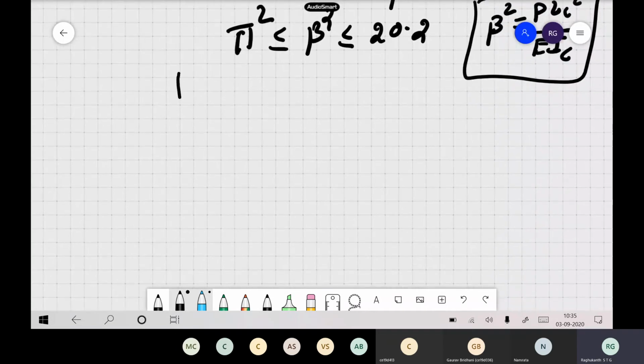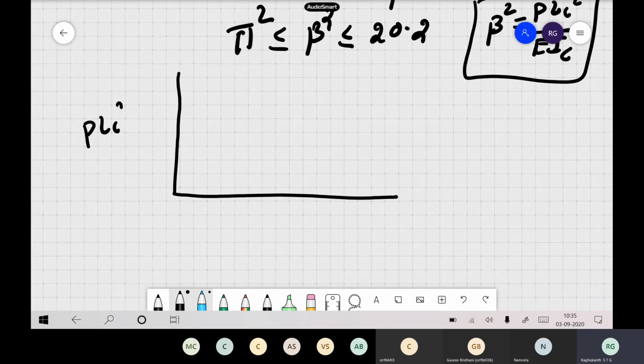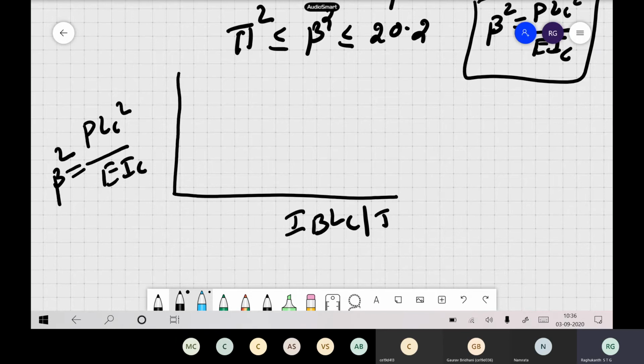And you can even plot a graph also. If you try to plot a graph, that is PL square by EI, which is nothing but your beta square, versus gamma, that is your IB LC by IC LB. Okay, and now how does this graph look?